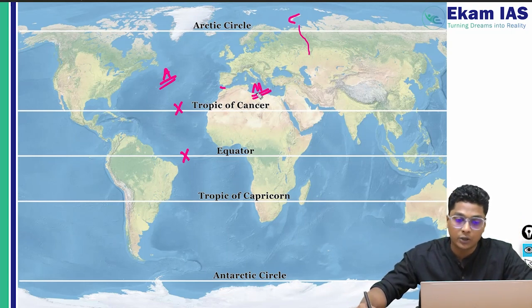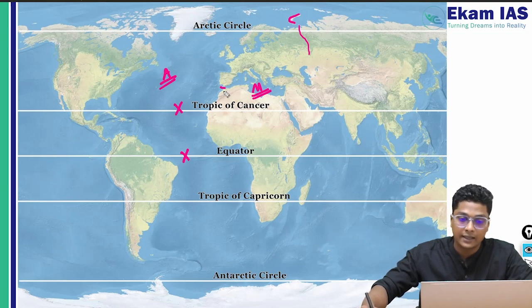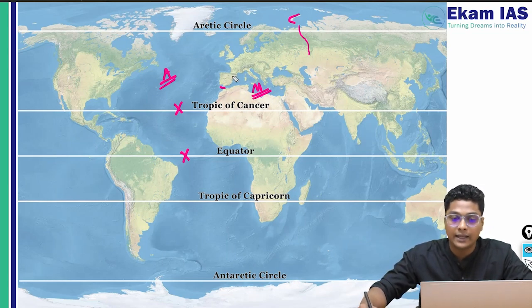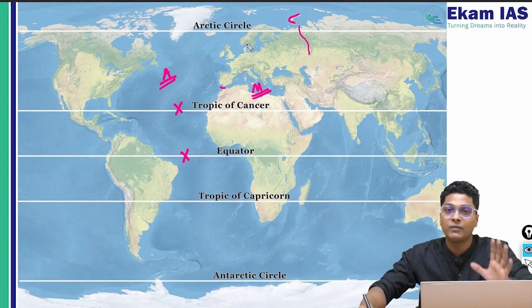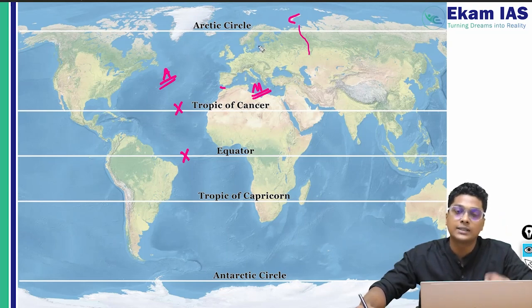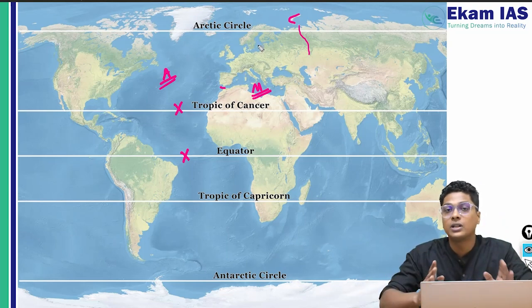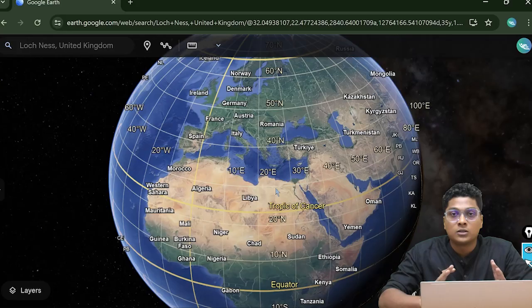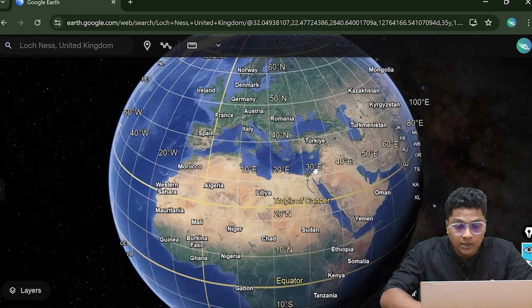I hope you remember the places we have talked about: Africa, Northern Africa, and this Strait of Gibraltar, and these regions, right? Now I'll show you the Google Earth, and we'll discuss the latitudinal extent of Europe. You can see the Google Earth here.